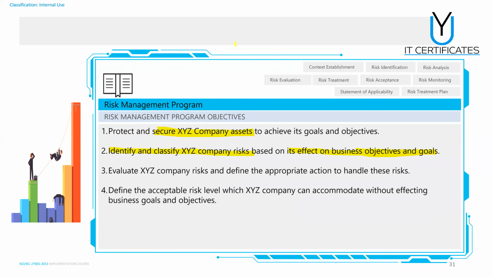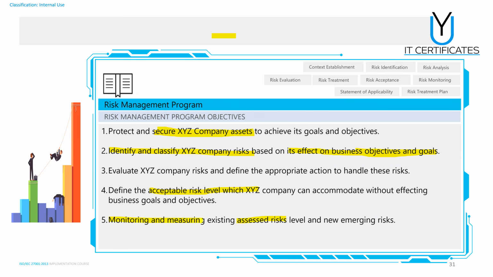Define the acceptable risk level. This is very important. What is the risk level acceptable by the company? And this, which we call the acceptable risk level, is the risk which the company can accommodate without affecting the business goals and objectives. It may be a small loss, and it will not be a major value for their operations.